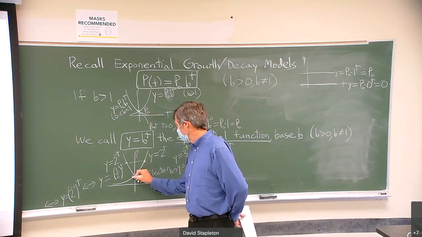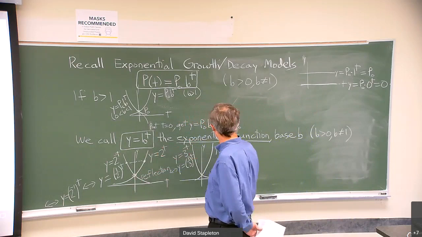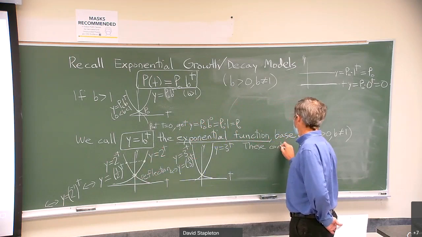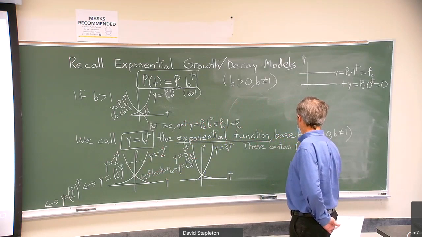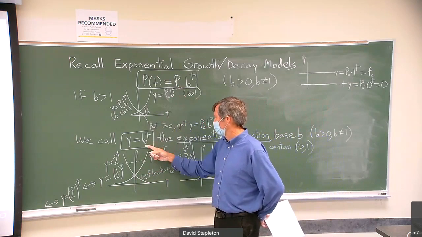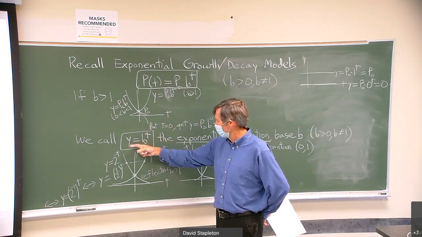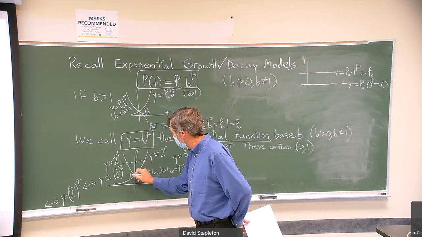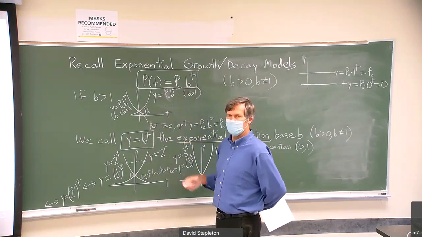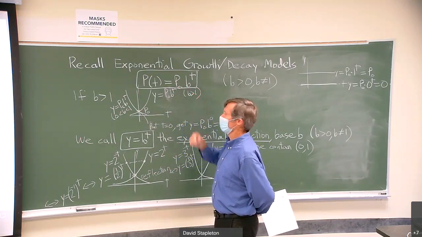Because by the way, every one of these exponential functions always contains the point 0, 1. Every one of these exponential functions. Because if you put in t equals 0, you get b to the 0 and y is 1, right? So this always goes through the point at 1, where this one goes through p0. How are these two related by our graphing techniques before? y equals b to the t and y equals p0 b to the t.